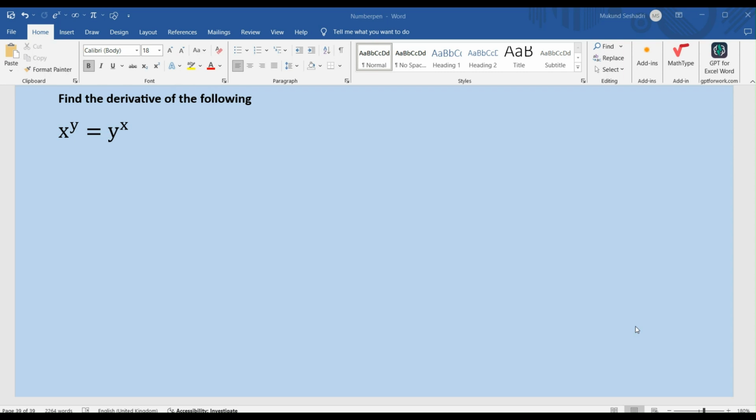So there we have the problem on the screen. Find the derivative of the following. X to the power y equal to y to the power x, right? So again, this is an implicit function, where y is not explicitly defined in terms of the independent variable x, but y is an implicit function of x is what we understand by looking at this problem, right?